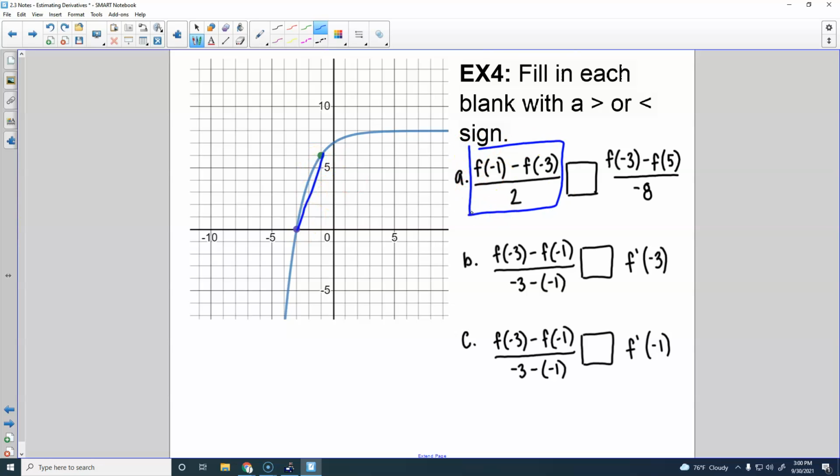What is the other side of this inequality? Negative 3 and 5. So I'm thinking about the slope between negative 3 and 5. Which one is steeper, which means it'll have a higher slope, the blue or the red? Okay, so we would put greater than for that.